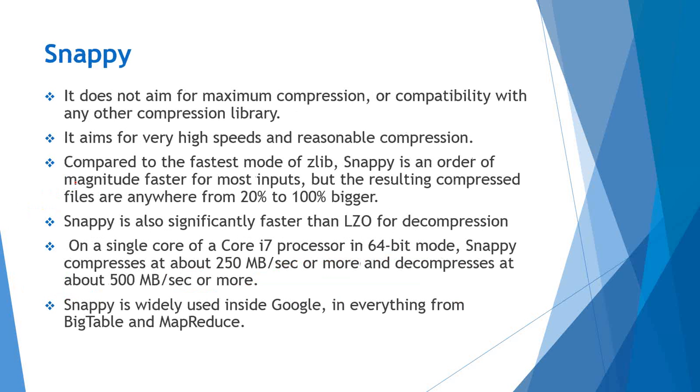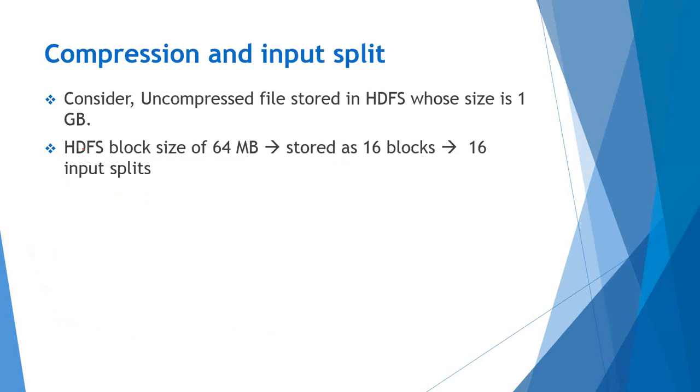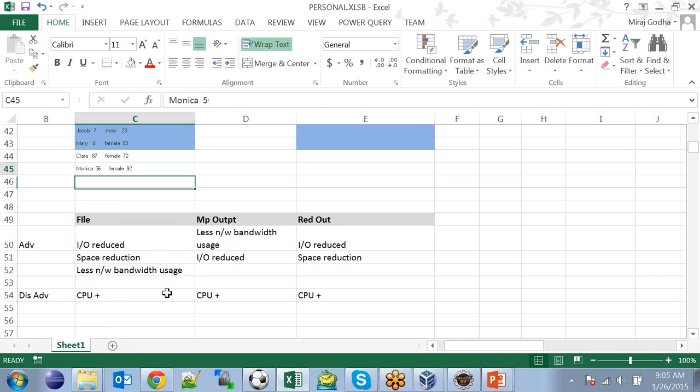Snappy is from Google. LZO and Snappy compress our data less as compared to bzip and gzip, but they are faster because the compression levels are lower. So these are the different statistics about these compression techniques. You can just read them later on. Before going ahead to file formats, now I want everyone to think of something, and I'm airing this Excel sheet again.